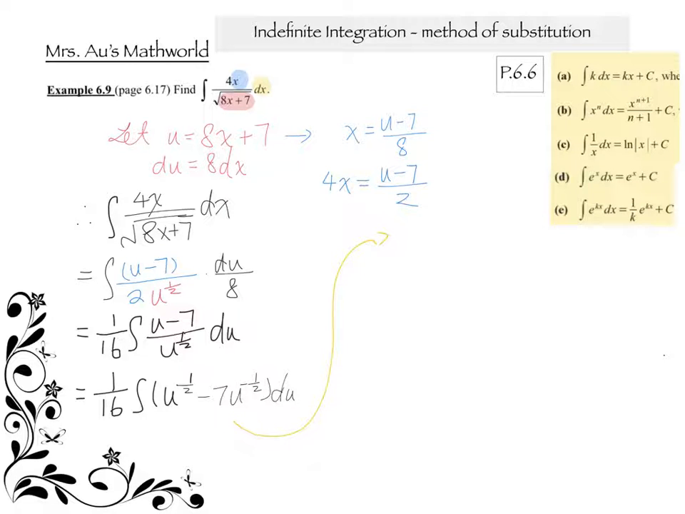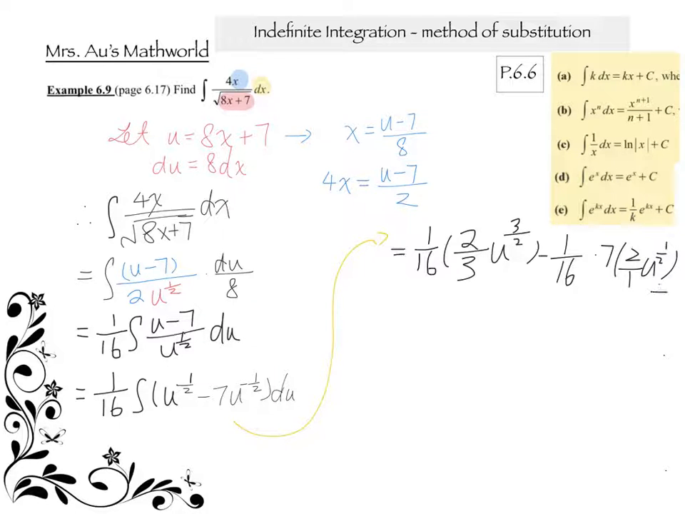It means we integrate carefully. So you will get 1 over 16 and then 1 over 3 over 2, that means 3 over 2, flip it upside down. And then minus, of course you have 1 over 16 times 7, and then 1 over 1 over 2, that means 2 over 1, u to the power 1 over 2, and then plus c. Now remember, c is arbitrary, so you can just keep it here. So you will get 8, that means 24 in the lower part.